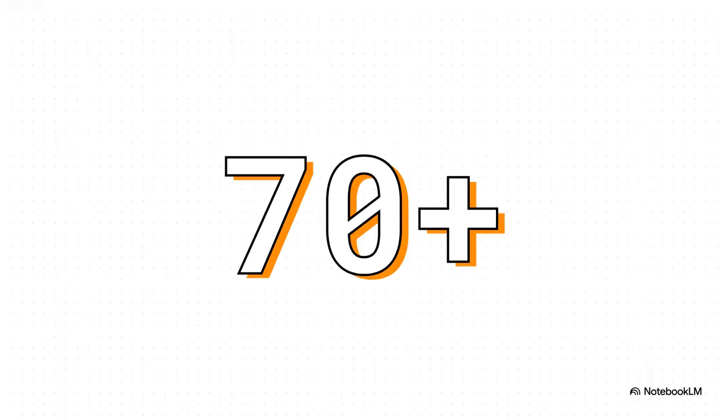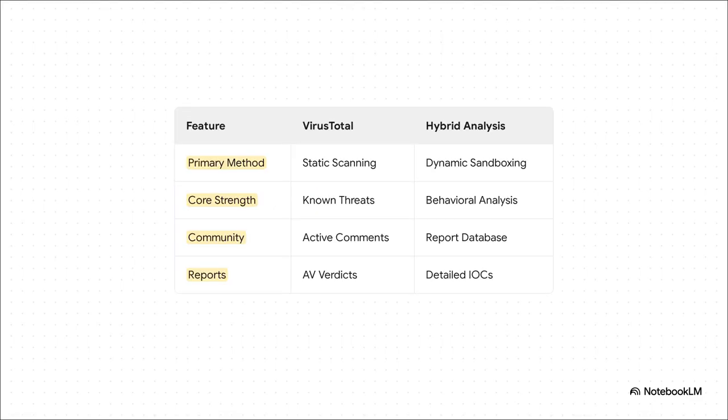The first thing you have to understand about VirusTotal is just the sheer scale of it. We're talking results from over 70 different antivirus engines and security vendors. So when you upload a file, you're not just getting one opinion. You're getting a global consensus, and you're getting it in seconds. This table just lays it all out perfectly. You can see VirusTotal is built for speed and consensus, while Hybrid Analysis is all about that deep behavioral dive.